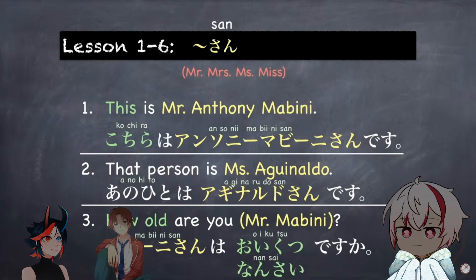So in this case, even though you're talking directly to Mr. Mabini, you still call them by their name, like a third person. So Mabini-san wa nansai desu ka? So Mr. Mabini, how old are you? In my experience, you can attach san to first name or last name. If the other person introduced themselves to you using their last name, of course you will address them using their last name. For example, Suzuki desu.